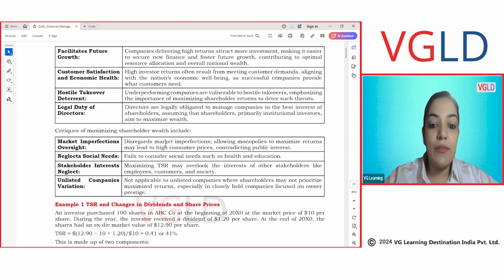Okay. Yeah, Kanika, we have changed the book this time. So we are considering VGLD book. You're right. We were considering another book earlier, and now we are considering VGLD book in the classes.